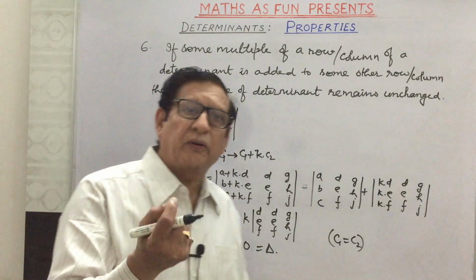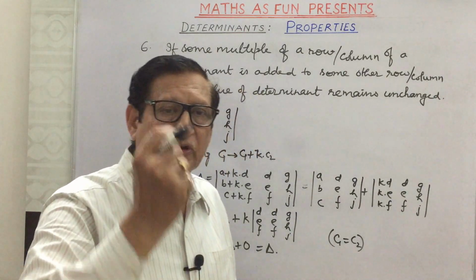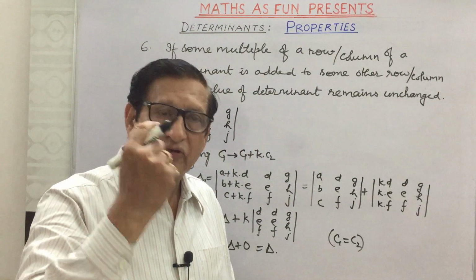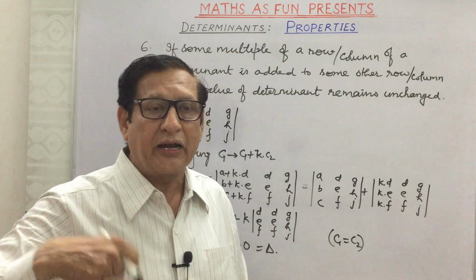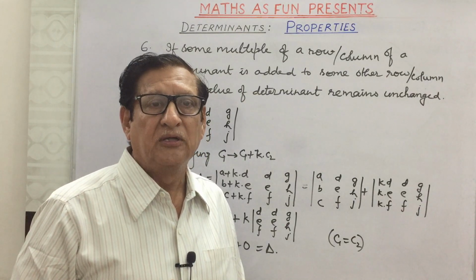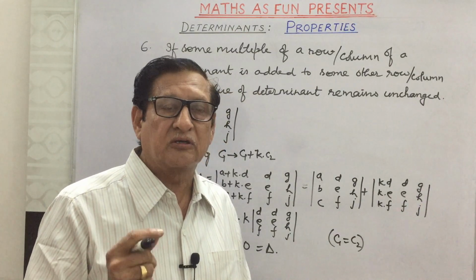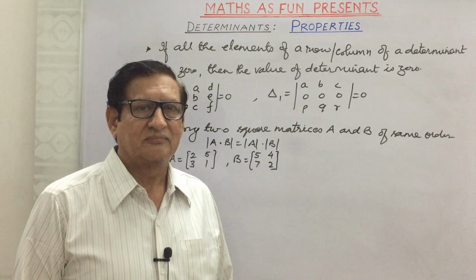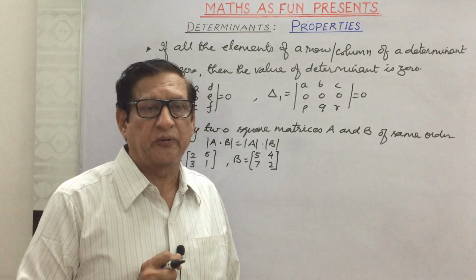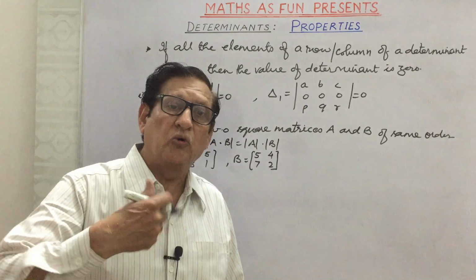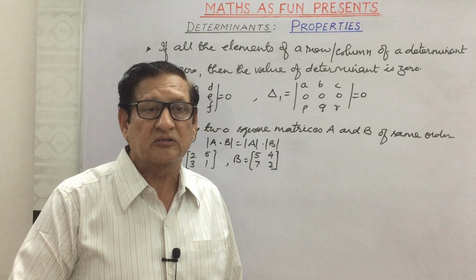So, if we multiply the elements of a row or a column of a determinant by some number and add it to any other row or column, then the value of the determinant remains unchanged. These are the main 6 properties of the determinants, but some more properties can be added to the list.